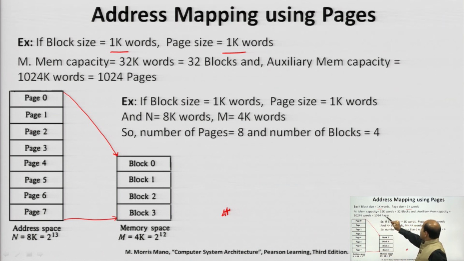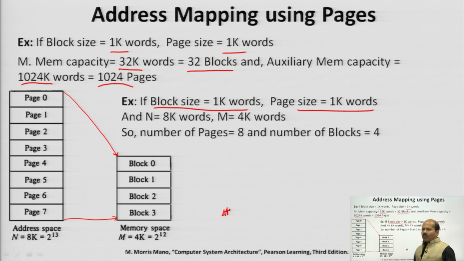Here, main memory capacity is given as 32K words, or 32 blocks, because 1K words is the size of one block. So, there will be 32 blocks. Auxiliary memory capacity is given as 1024K, which is the same example we have discussed, so there will be 1024 pages. Now let us take one small example where block size is 1K and page size is 1K. The size of block and page is the same.